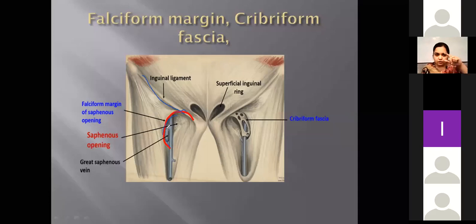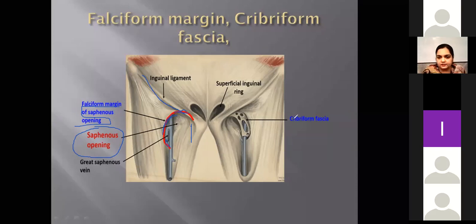It is nearly a circle. And that is simply called the falciform margin of the saphenous opening: superiorly, inferiorly, and laterally. Medially, the margin is not well defined. Which two structures pass through the saphenous opening? The great saphenous vein and the superficial lymph nodes of the thigh.